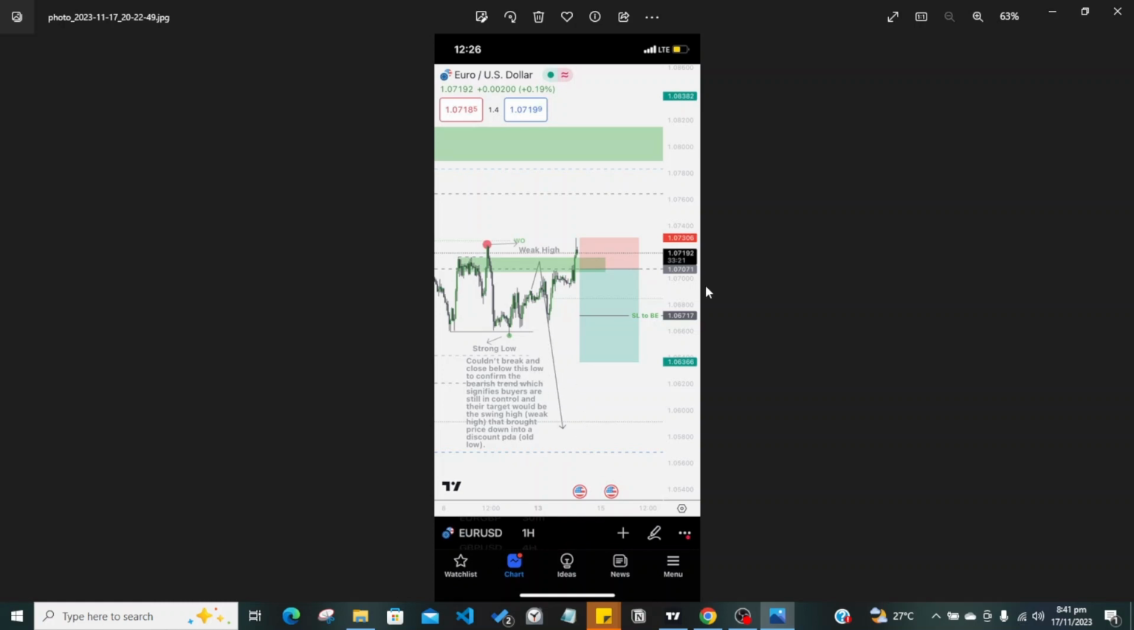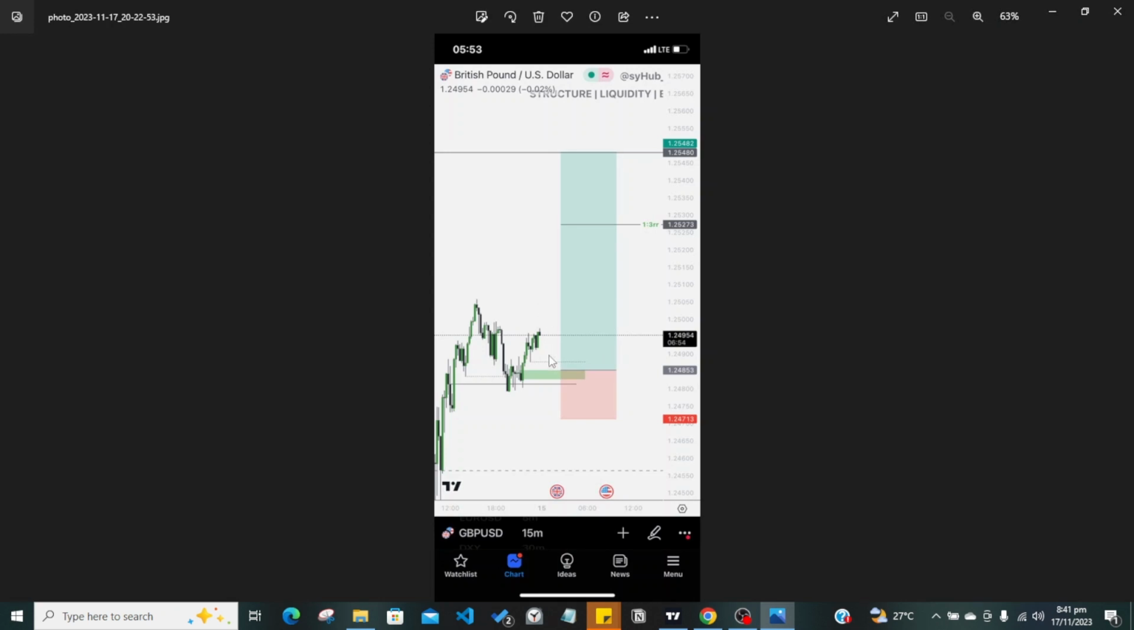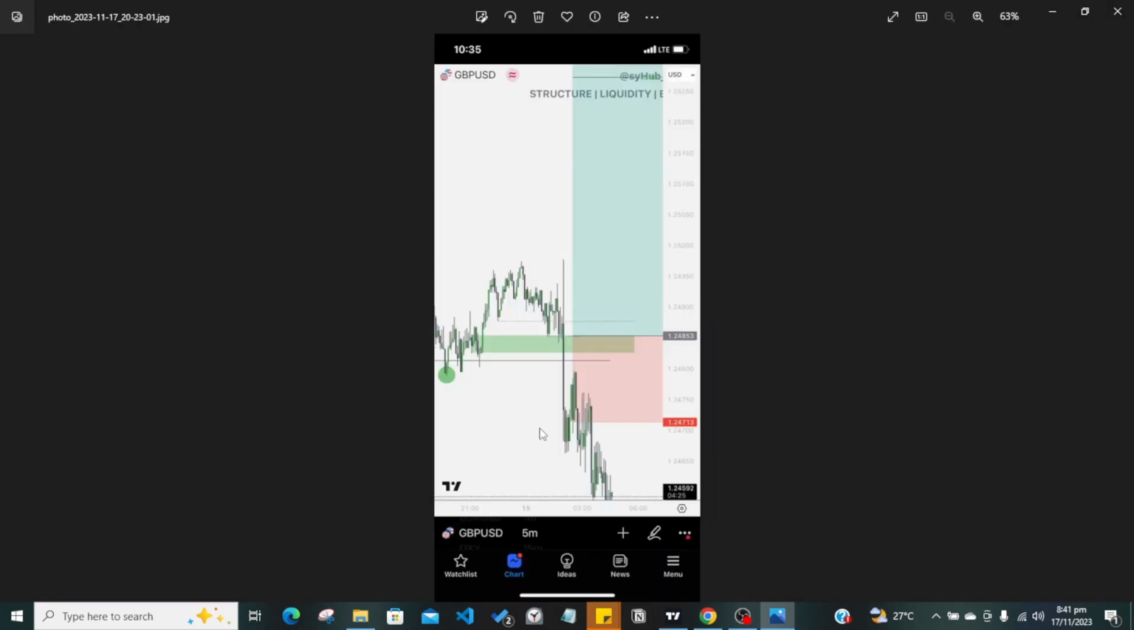So I learned from my mistake the previous day, and this was the other trade idea I had on GBP USD, which was me buying at premium. So this was when price hadn't made that retracement back into discount. So clearly I wasn't supposed to place this trade. I should have waited for price to have a proper retracement back into discount. So yeah, this is what price did.